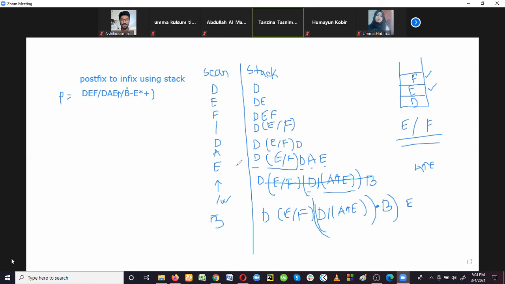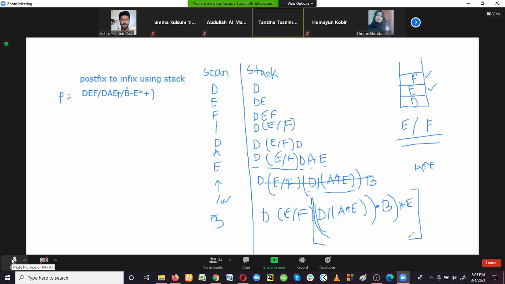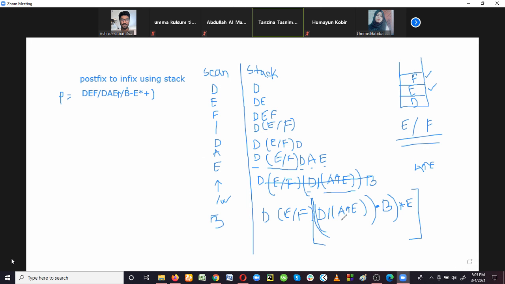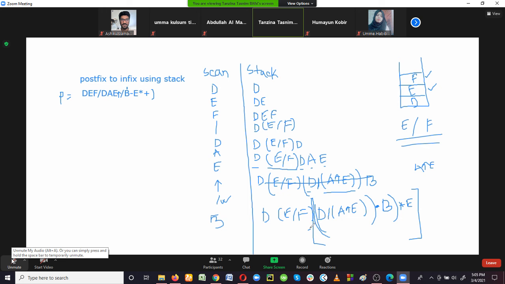Okay. Then multiplication. Now we can place multiplication here, because this is a single operand and the whole thing is another operand, so we can place the multiplication operator here. And the last one is a plus operator, so where can we store it? After adding this multiplication operator, this whole thing has become one operand. So where are we going to place it? After E division F. Very good. After E division F, we can place plus.